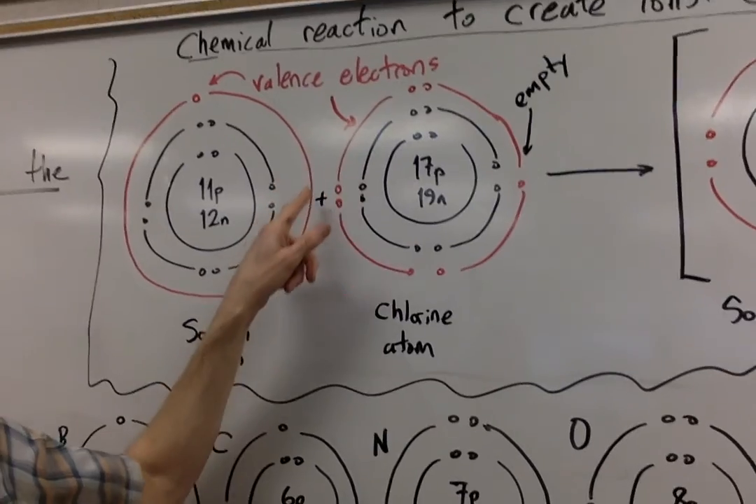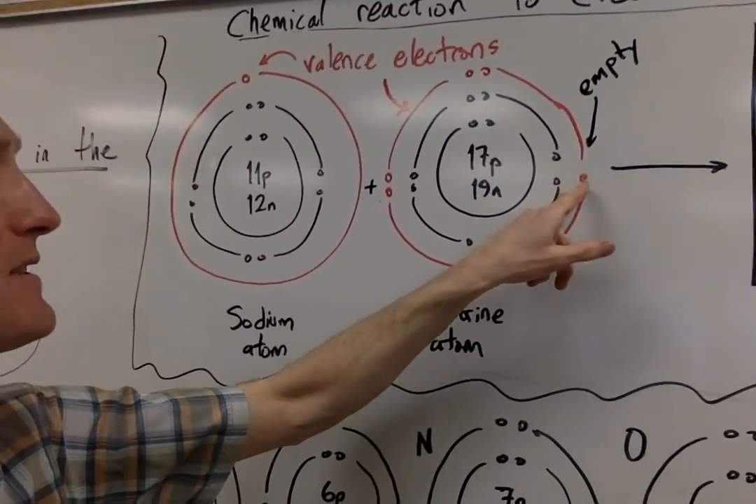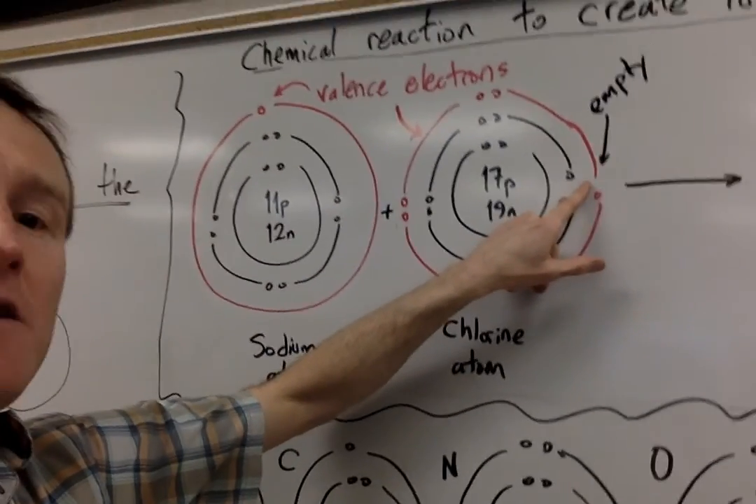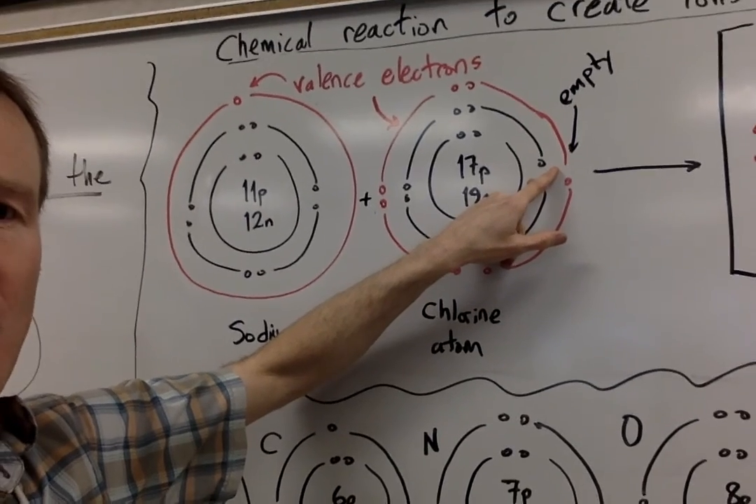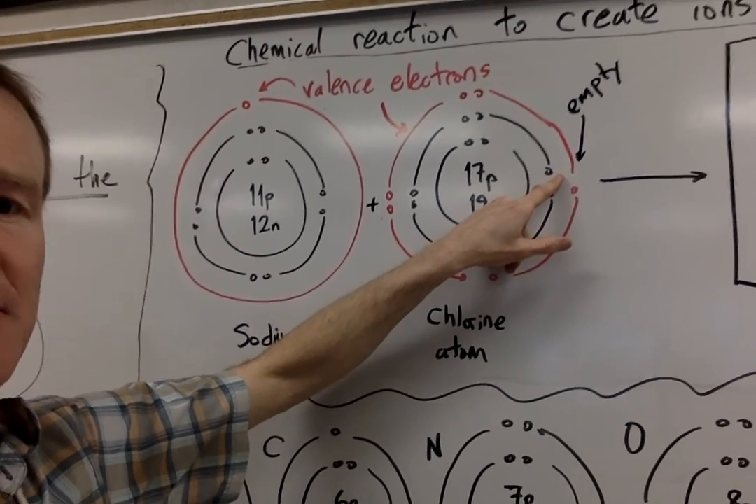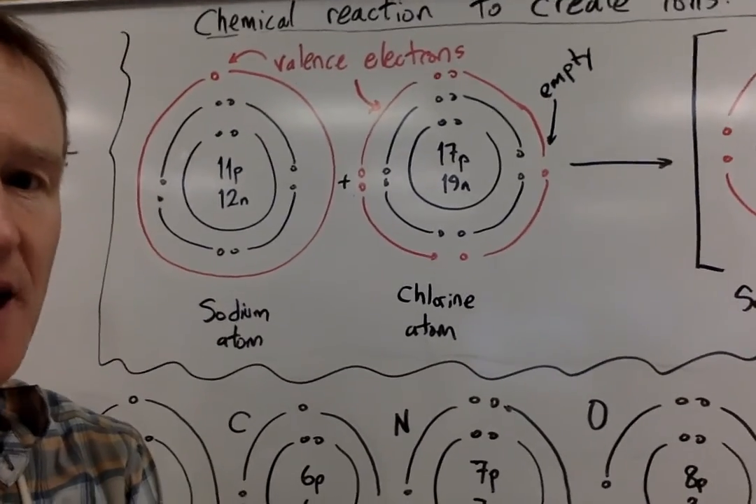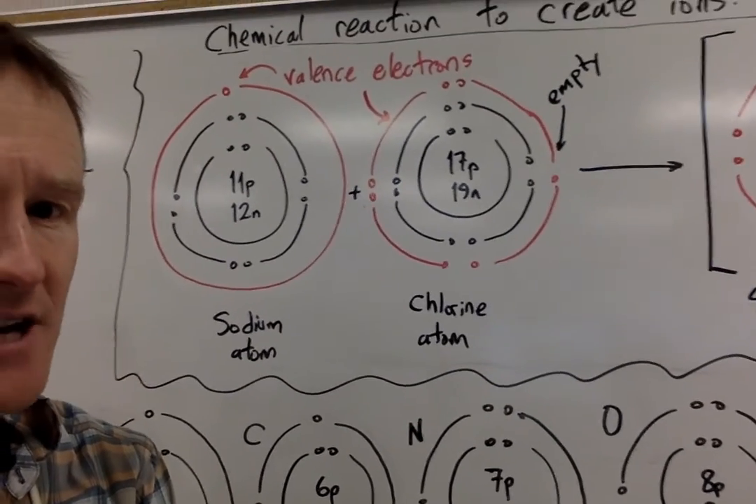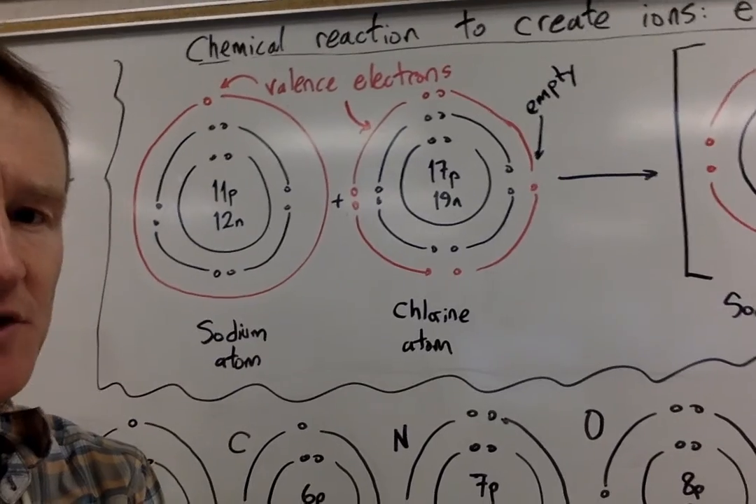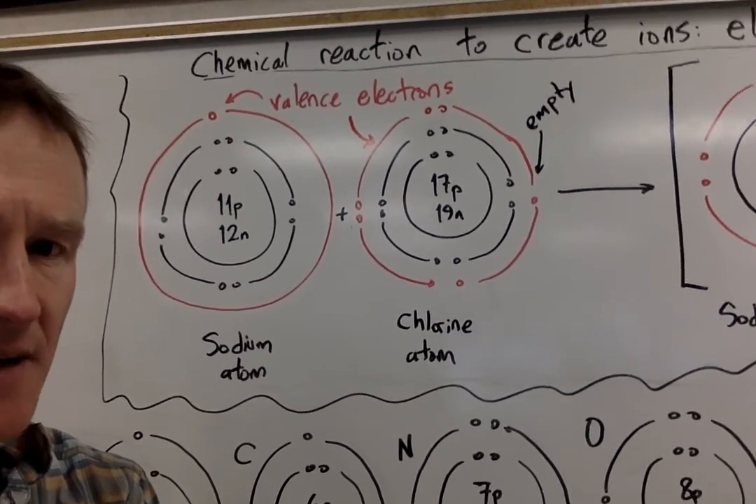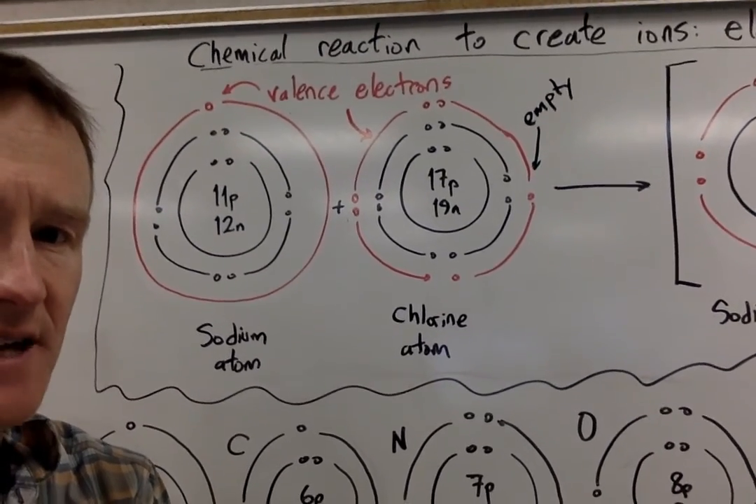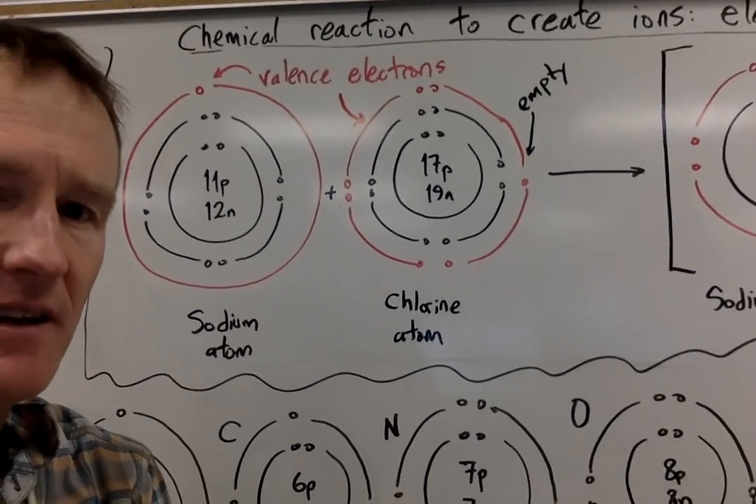Count the valence electrons. Count the outer shell electrons. It's got 1, 2, 3, 4, 5, 6, 7 of them. Notice what I'm focusing on right here. Empty. That's an empty spot. There's no electron right there. We're stopping at 7. A full shell is 8. This one's only got 7. The chlorine atom, a halogen, only has 7 valence electrons.